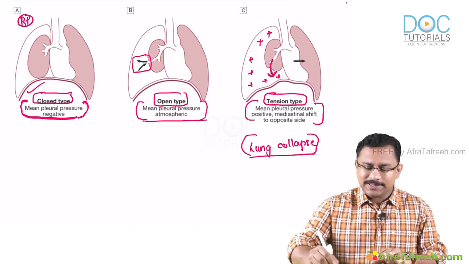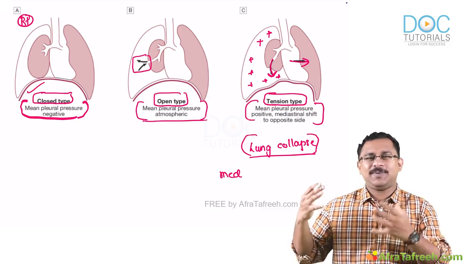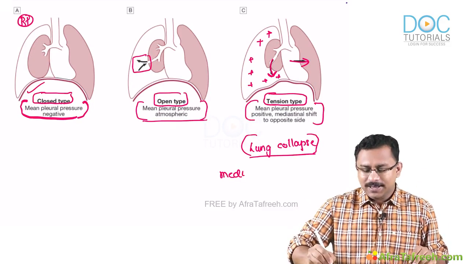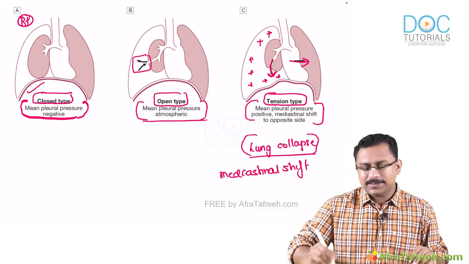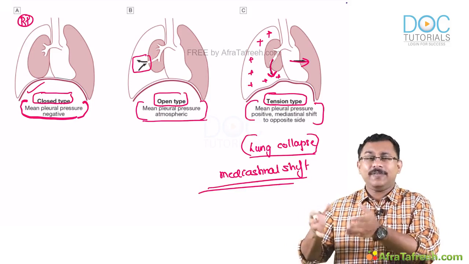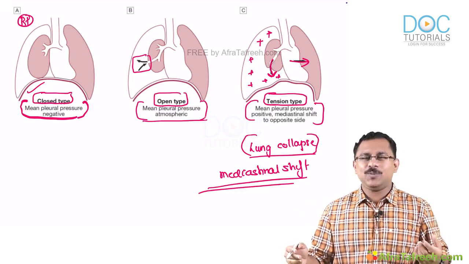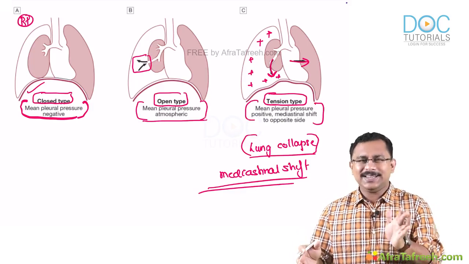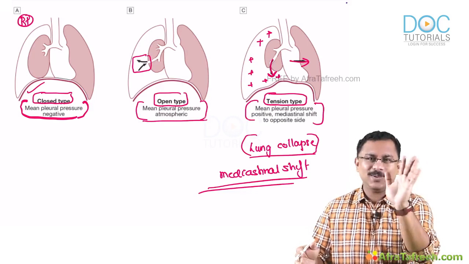Okay, as you can see here, because you have too much positive pressure inside your pleural cavity, there also occurs a mediastinal shift in this. Even you can have a significant tracheal shift. Tracheal shift can also occur in the open type of pneumothorax, but again, it is a tension type of pneumothorax that is likely to produce more consequences.